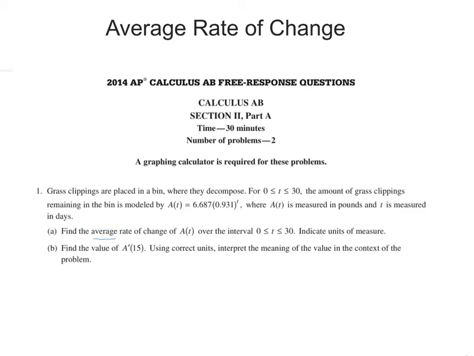Now, this is a question from a couple years ago. The grass clippings in a bin start to decompose according to this function. Find the average rate of change over the interval 0 to 30, and indicate units of measure. I encourage you to pause and answer part A, and then see if you can follow up with part B before you see my answer.